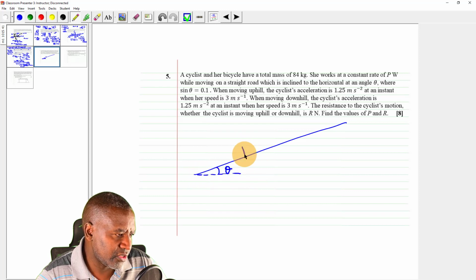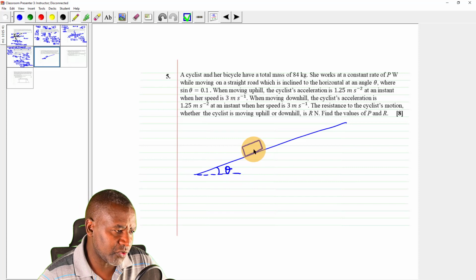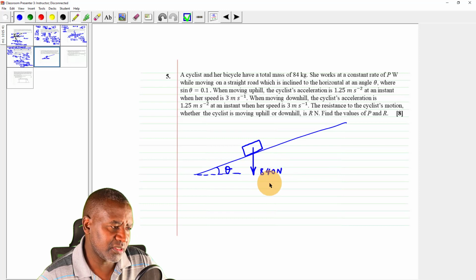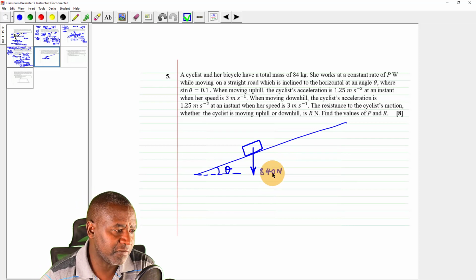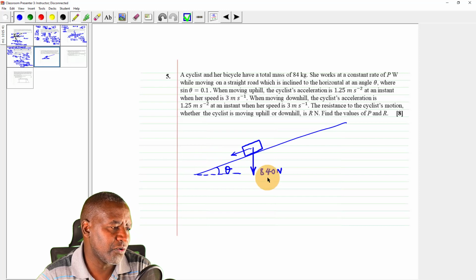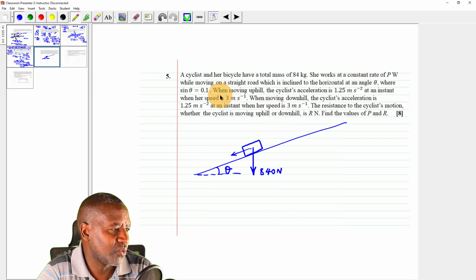So here we've got the cyclist. The mass is given. One of the forces acting on the cyclist is the weight of the cyclist, which is obviously 840 newtons down, vertically downwards. Of course, even without reading the rest of the question, I would think that there will be a component of that weight down the incline, which will be 840 sine theta. But let's check what we've been given in the question.